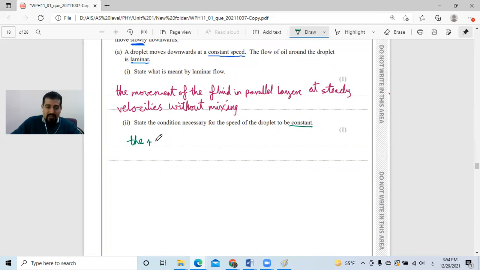The resultant force equals how much? The resultant force must equal 0. Must be 0.